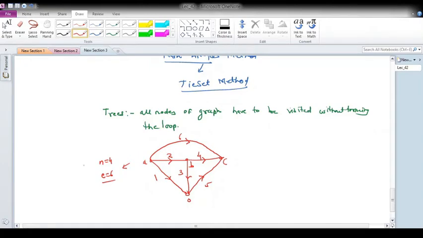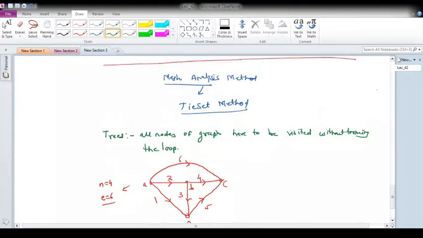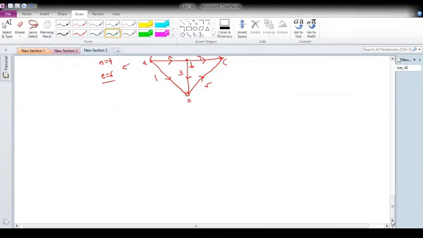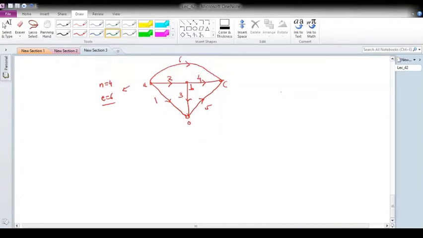Okay. So now if I would like to draw the trees, basically there will be different forms of the trees. Okay, so there will be different trees. So all nodes have to be visited without forming a loop. So one way can be this node visited and this node visited, this is also a node visited. Okay, so this is my tree. This may be one type, and I have not formed any loop, so this is one tree.